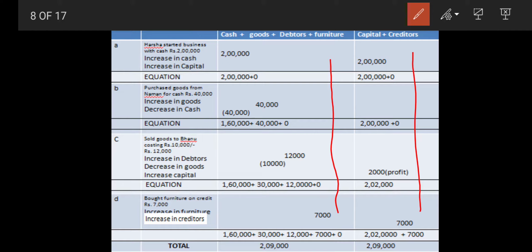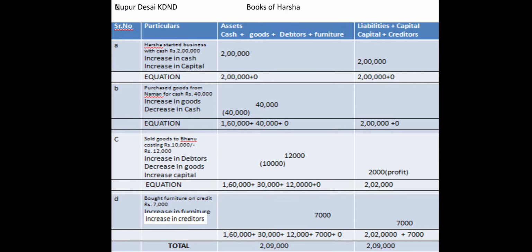So now increase in furniture and increase in creditors, so this will be reflecting in my accounting equation, and my final conclusion will come with this 1,60,000 as it is, 30,000 as it is, 12,000 as it is, 7,000 will be taken down plus 0, and rest on the liability side, it will be 2,02,000 plus 7,000. So this way your final total gives you 2,09,000 on both the sides. So this way your full equation will be set up.